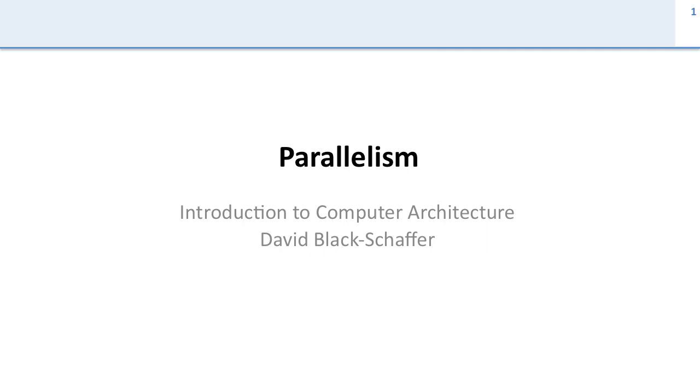So in this lecture, we're going to talk about parallelism, that is the ability to do multiple things at the same time, and how that impacts computer architecture. So we're going to start out first talking about the parallelism we've already seen so far in the course. So you'll see that we've already introduced this and what we use it for.